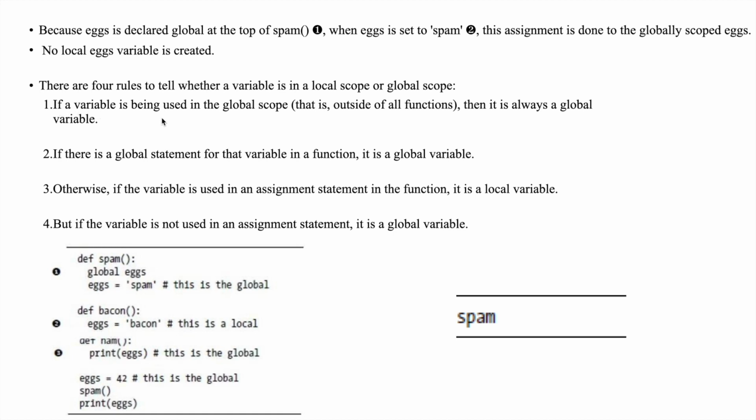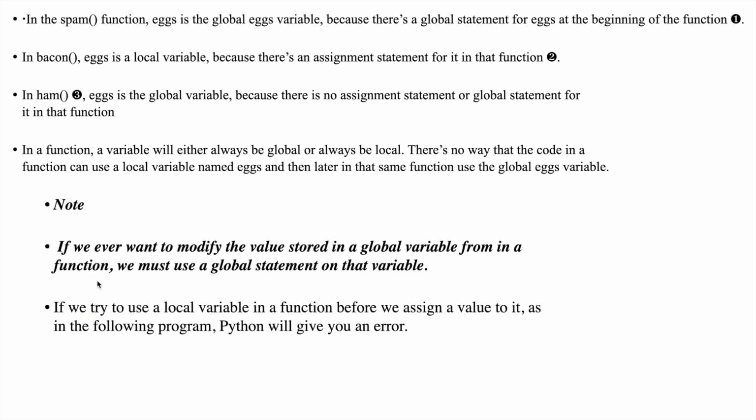What is the first rule? If a variable is being used in a global scope, then it's always a global variable. If there is a global statement for that variable in a function, it's a global variable. Otherwise, if the variable is used in an assignment statement in that function, it's a local variable. But if the variable is not used in an assignment statement, it's a global variable. Now we will see this example, and we will understand all four statements.